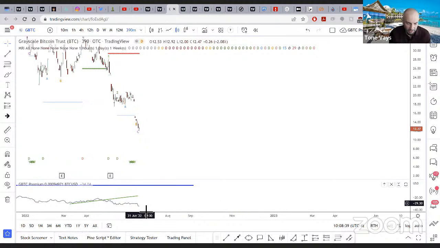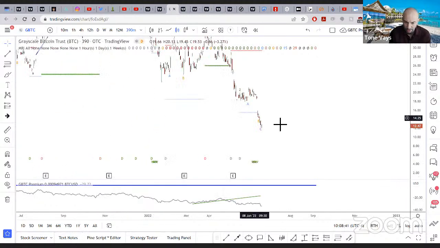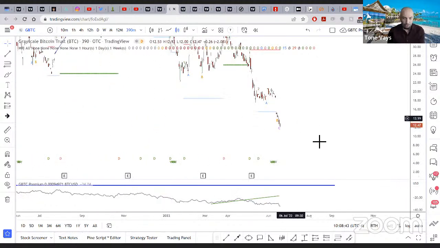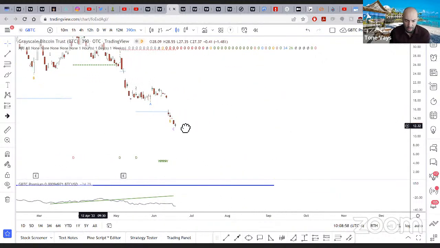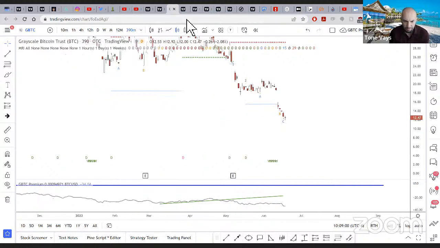GBTC premium is getting destroyed due to the biggest holder of GBTC turned out to be 3AC. What was it again? It's not 3 Aces. 3 Arrows. 3 Arrows Capital had to sell their GBTC to bail out their shitcoin bags, and they dropped GBTC premium.